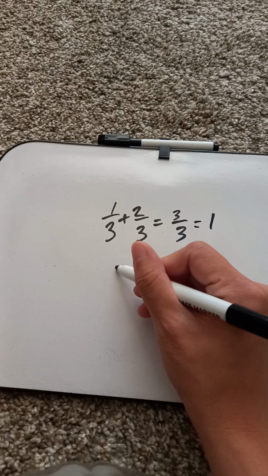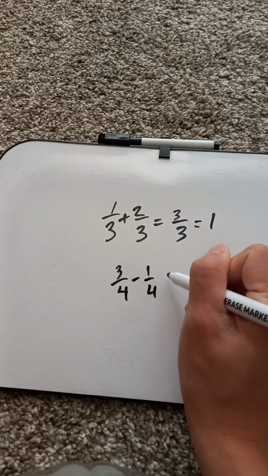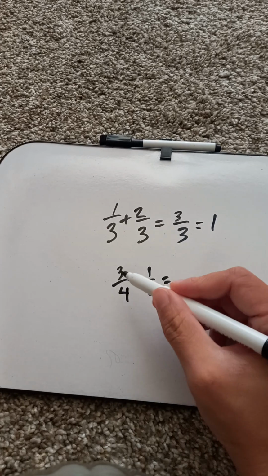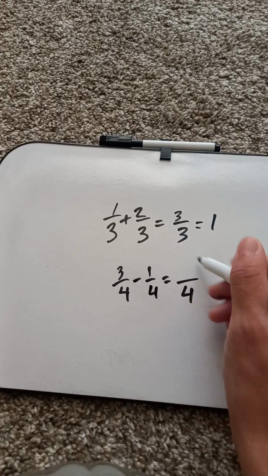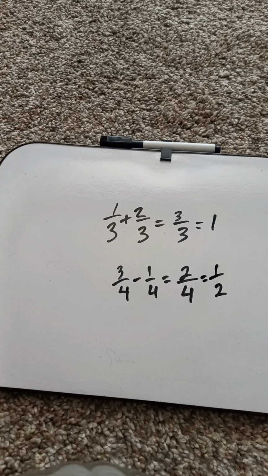If you had subtraction, so let's do 3/4 minus 1/4. Then you would bring over the 4 and you would do your simple math above. 3 minus 1 is 2. We can reduce that to 1/2. And we'll get into another video on how to simplify and reduce later on. But just so you know, that's just the answer there.